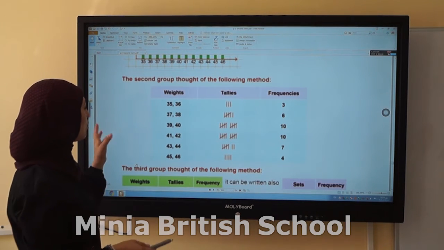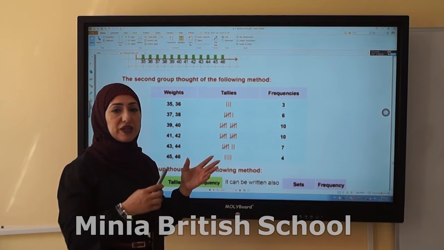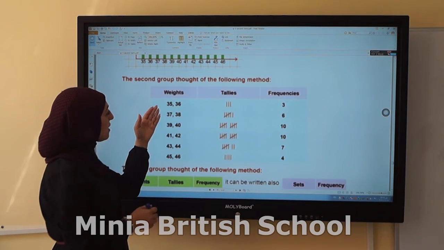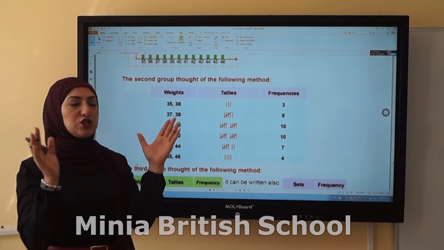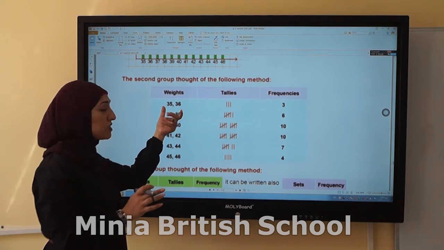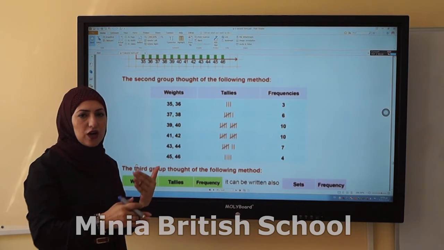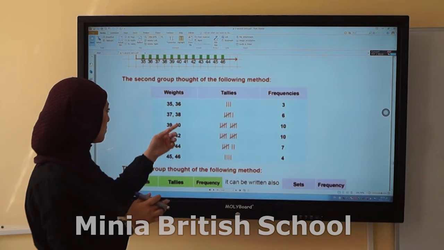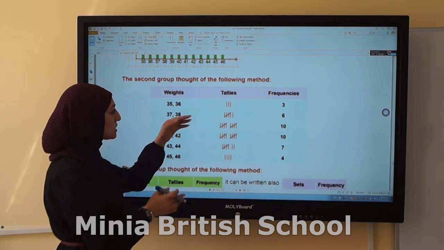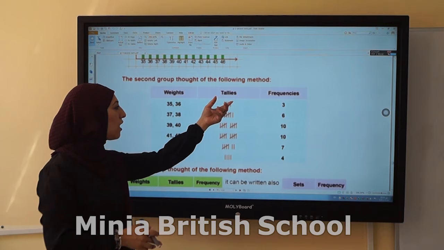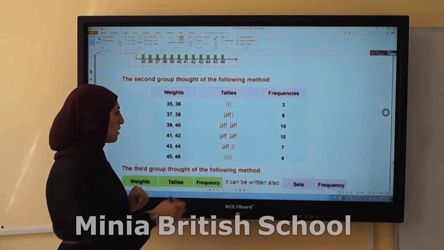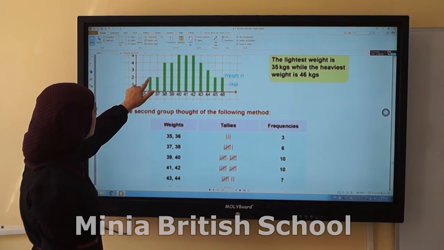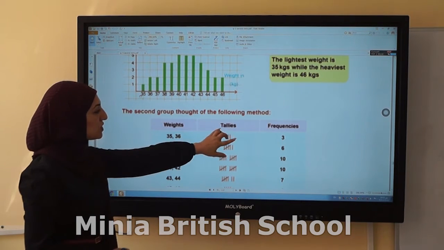Here is another method to display or organize the data. Here are the weights. I collect the students whose weights are from 35 to 36: 35, 35 and a half, and 36. I put them together in one group. So from 35 to 36, there are 3 students: 35 is 1, 36 is 2, so both of them make 3 students.